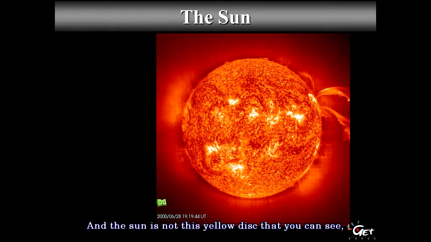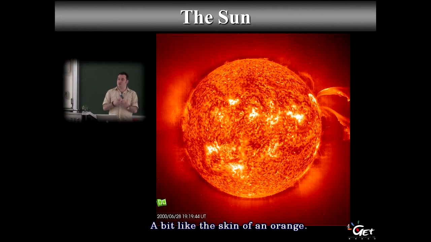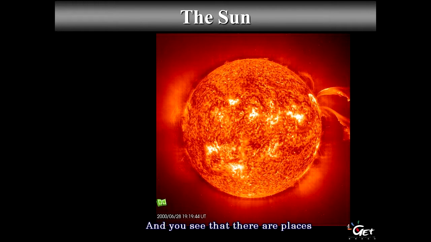And the Sun is not this yellow disk that you can see. It's actually a bit more complex than that. You can see from that picture that there are lots of features already visible on the Sun. First, the surface of the Sun looks granular, a bit like the skin of an orange. And you see that there are places where things are far brighter and lighter in color, and places where it's a bit darker. And it's not very visible with the projector, but you see that also it's spherical.